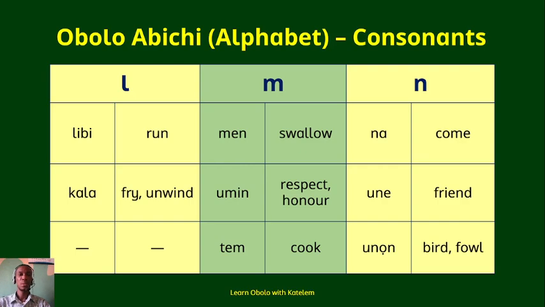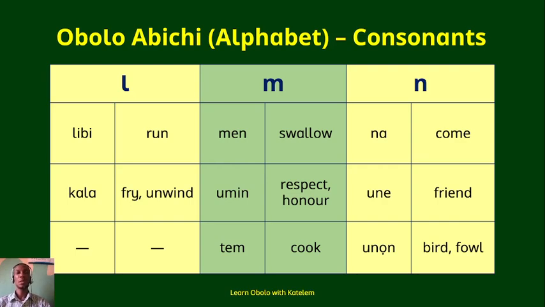The next is letter L. You can see it at the beginning and the middle, but you can't have it at the end in Obolo words. So libi means run. Kala means fry, also means unwind. When you are frying food, that is kala. When you are unwinding or untangling a rope or a thread, you can also say kala.